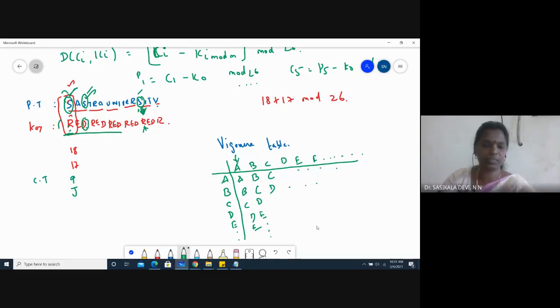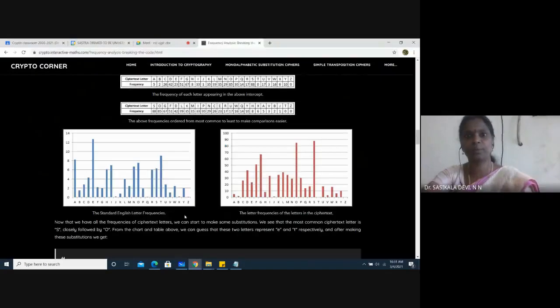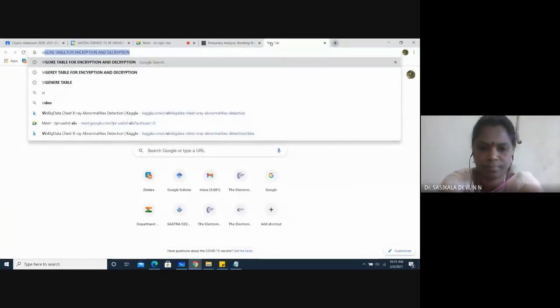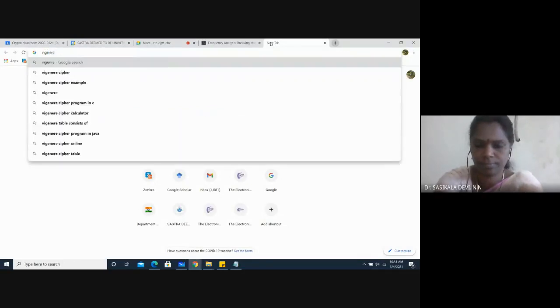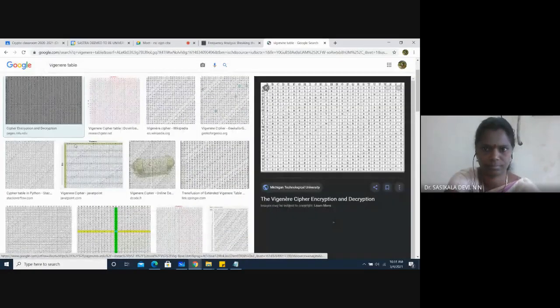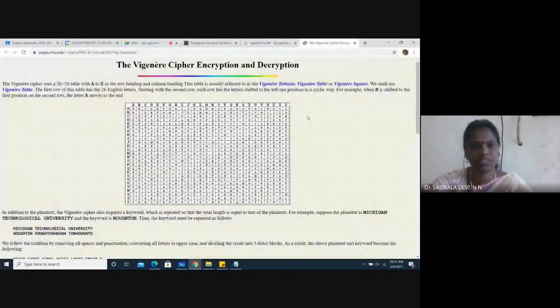You have to complete this Vigenere table. Clear? I will show you the Vigenere table on Google because it's one common table. This is the Vigenere table. Can you see the table? Please take it out in your notebook, this table alone.